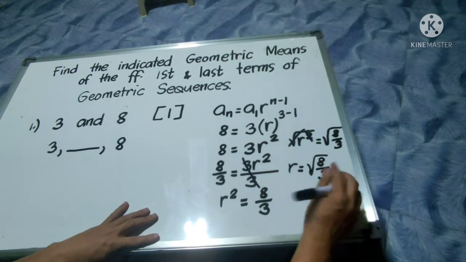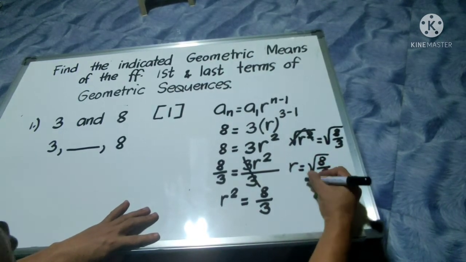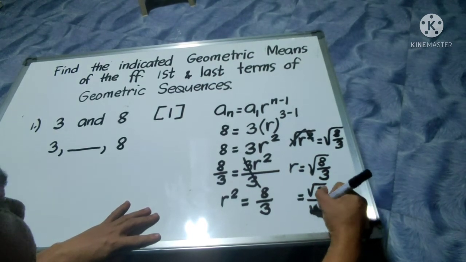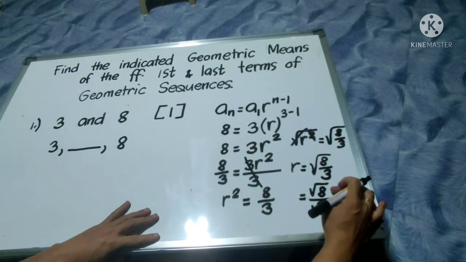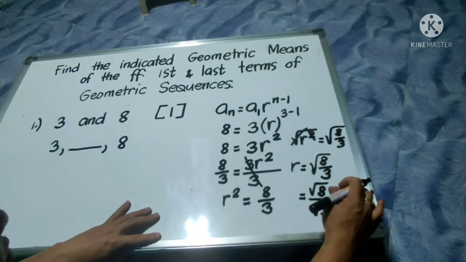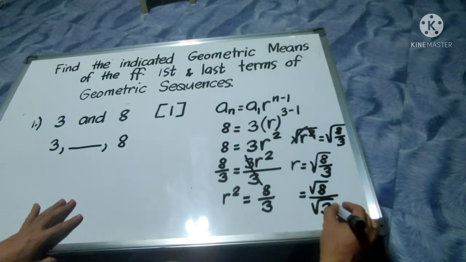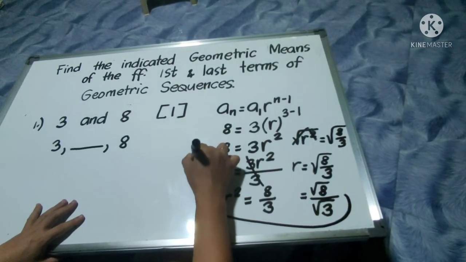Okay? And then you can still simplify it further. This is actually equivalent to the square root of 8 over the square root of 3. Do we have a square root of 8? We don't have a square root of 8. However, 8 can be factored. So I'll just continue the solution here. I hope you follow.